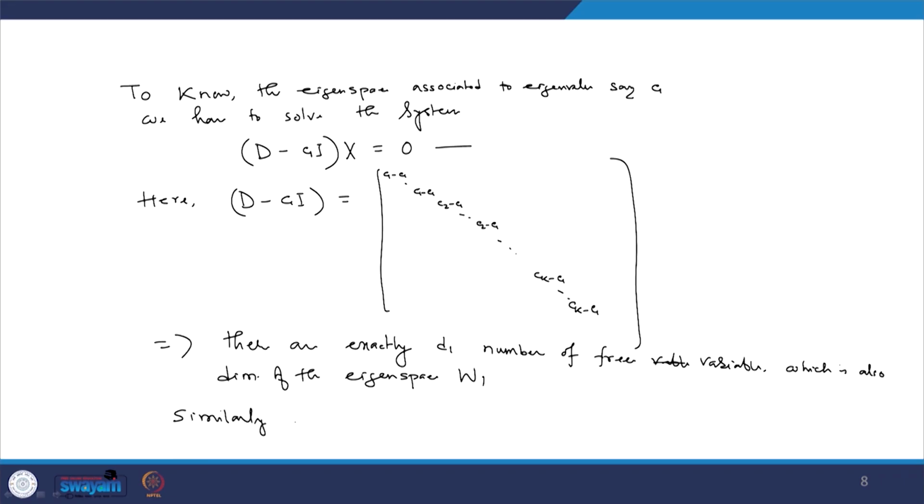Similarly, for the eigenspace Wk, the dimension will be Dk. So, if the operator is diagonalizable, then we are able to say what the eigenspaces are. Immediately we can calculate the dimension of the corresponding eigenspaces. We can say most of the characteristics of the operator immediately. So, that is why diagonalizability is, I can say, the most simplified structure in the representation of an operator. If it is diagonalizable, then the operator is very simple.